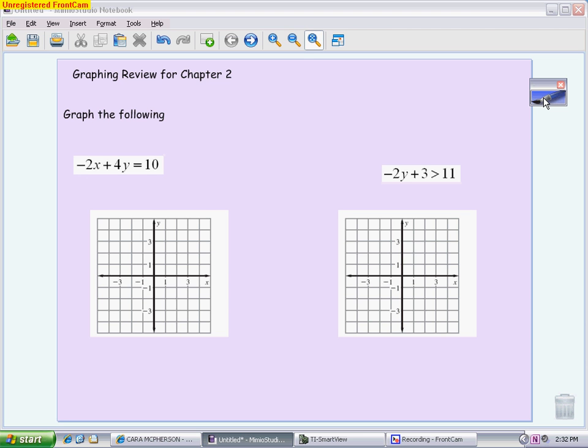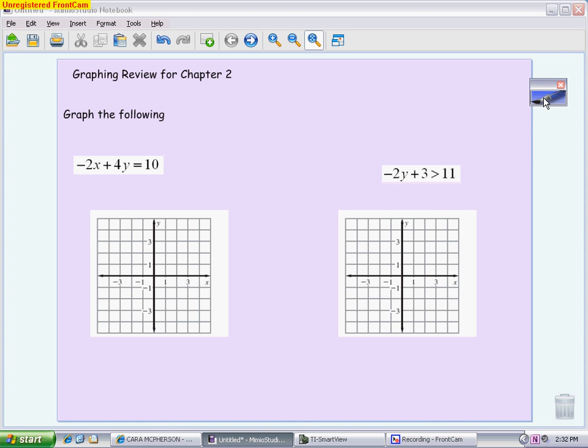Here's a set of problems that is all dealing with graphing. When you take your test over Chapter 2, you're going to have a section that's going to be set up the same way. The directions are just going to say graph the following, and it's going to be a mix of different types of graphs, and you're going to be given a grid to do each of your graphs.